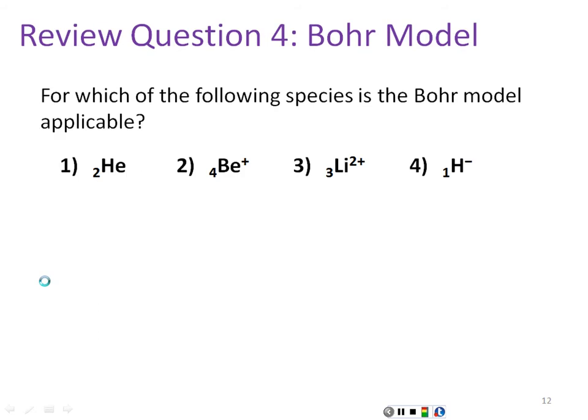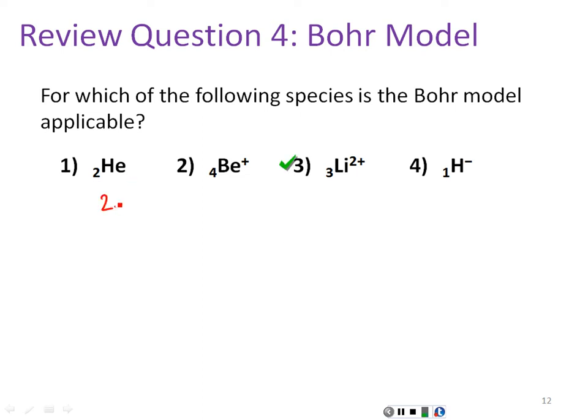Okay, the last review question we have: for which of the following species is the Bohr model applicable? So think back to the Bohr model. It's for hydrogen, but what other species can it be applied to? If you look closely, and remember that the Bohr model only works for atoms or ions with one electron, the answer would be 3, lithium 2+.